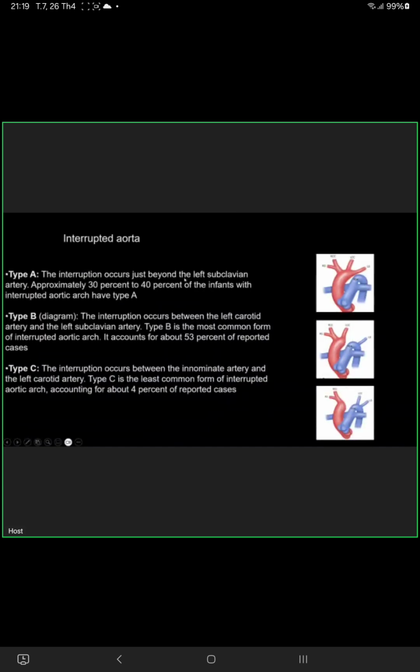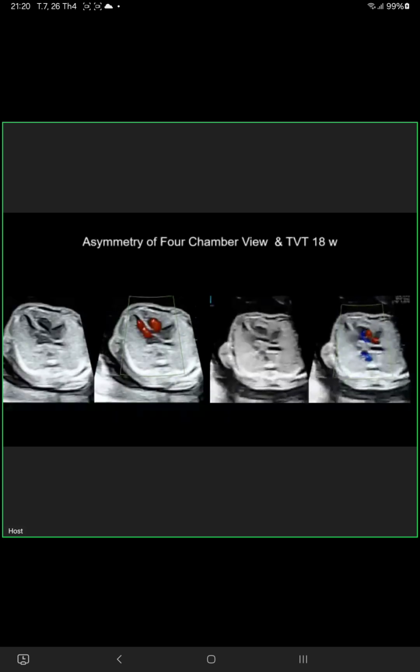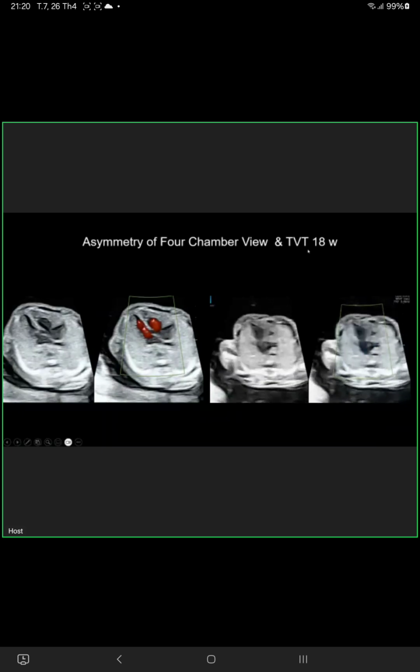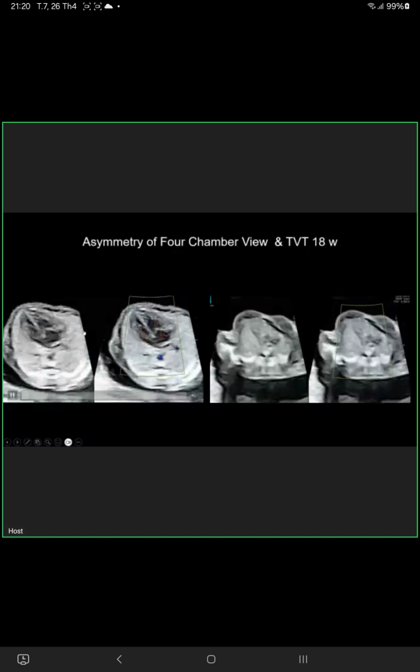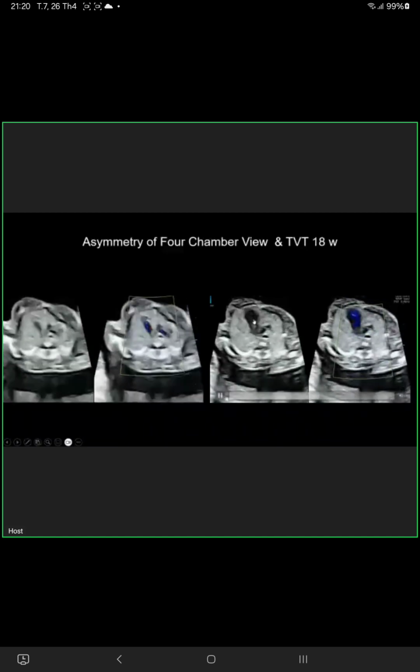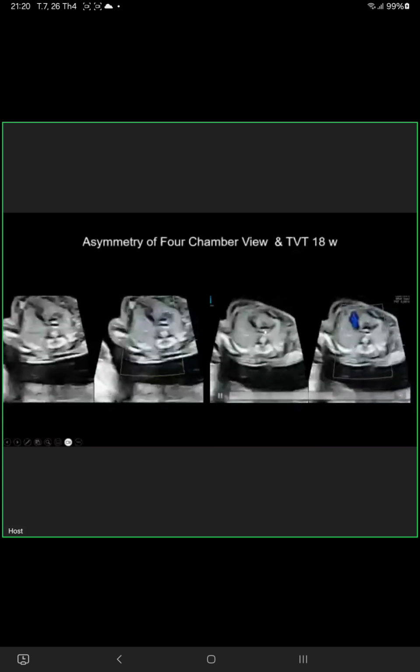Interrupted aorta, we know three types of interrupted aorta, behind the right, left. Let's move to the case. Asymmetry of four-chamber view and three-vessel trachea view in 18 weeks. Pulmonic artery, small aorta.